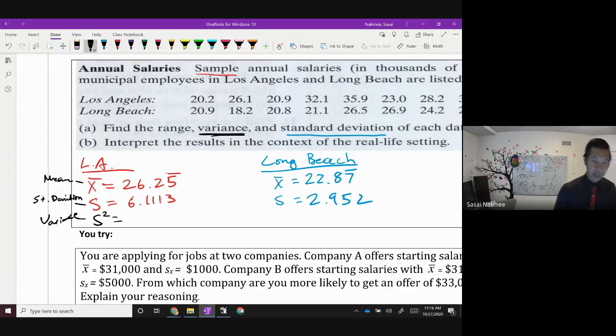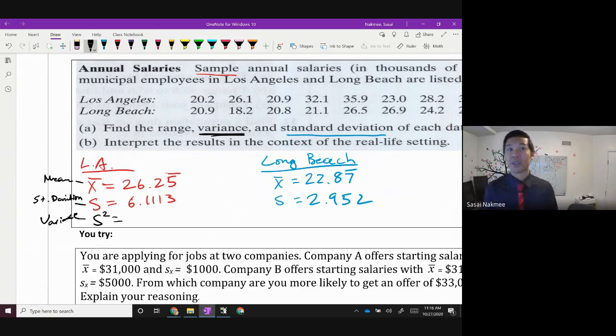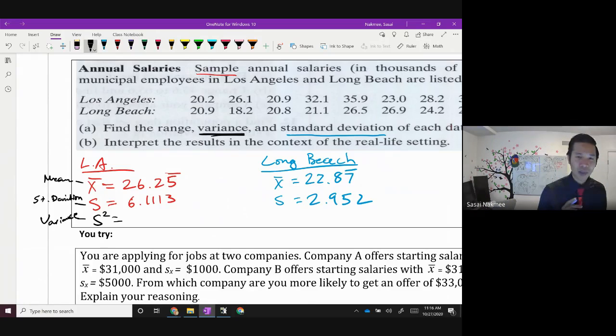And if you look at that, that little 2 just means squared. So if you have your standard deviation and I ask you to find the variance for me, all you need to do is take the number that's there with the S and square it. What does that mean to square it?